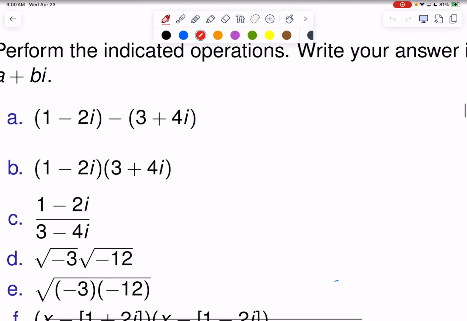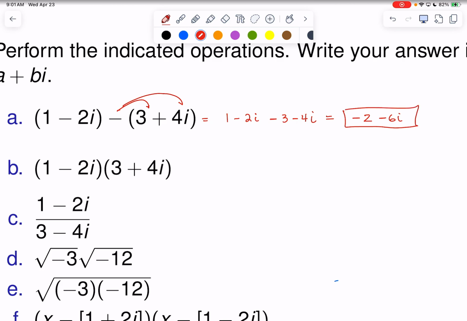So part A, you just distribute the negative. So you'll have 1 minus 2i. Actually, you can drop the parentheses at this point. So you have 1 minus 2i, and then distribute this negative. And so you have minus 3 minus 4i, and you end up with negative 2 minus 6i. This is your complex number. Remember, a complex number is of the form a plus bi, where a is the real part, and bi is the imaginary part.